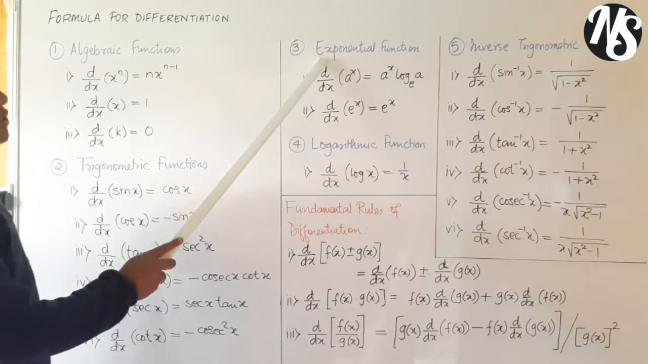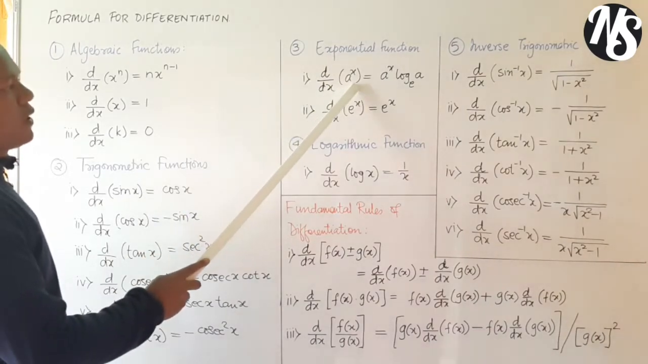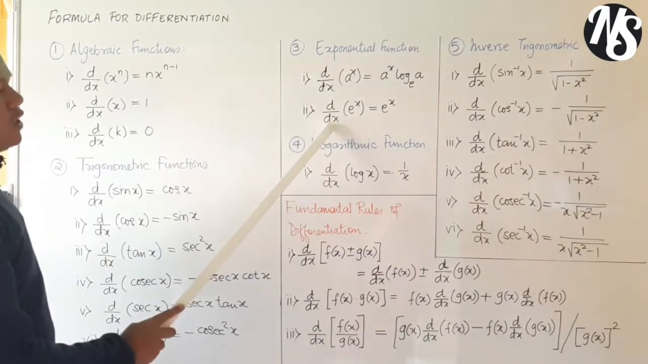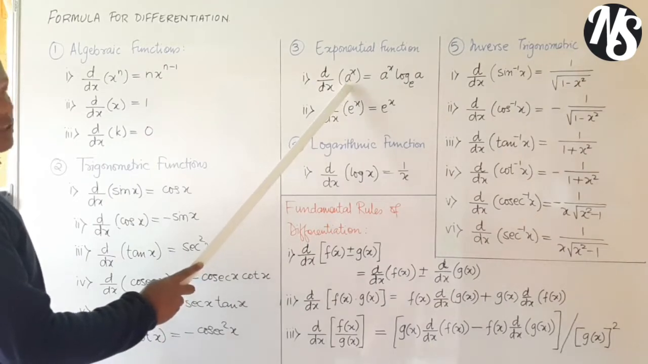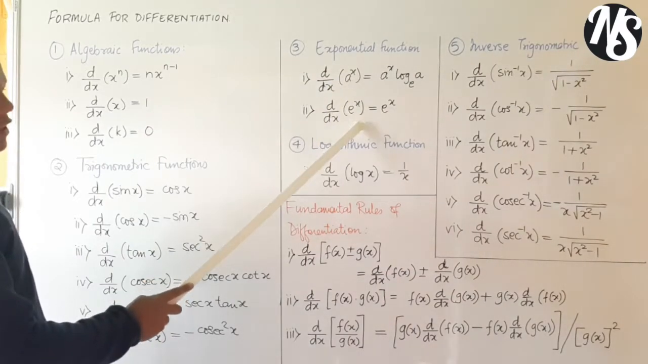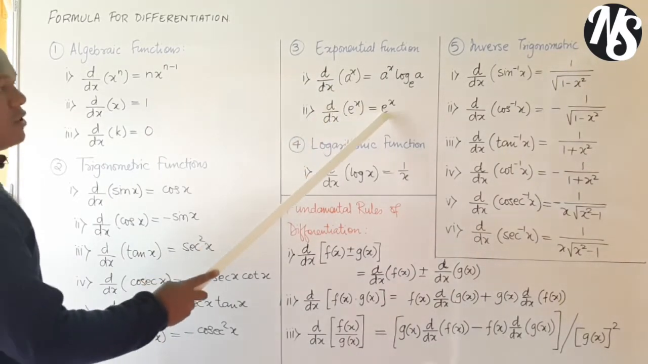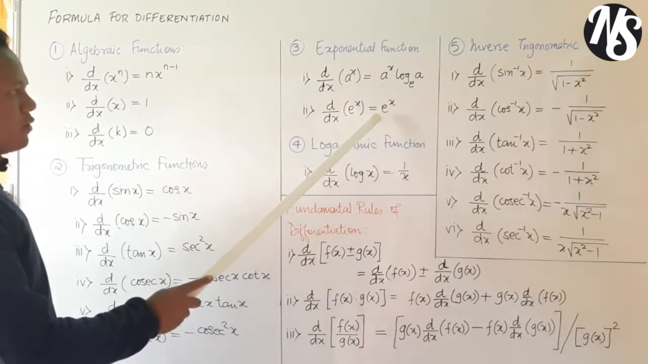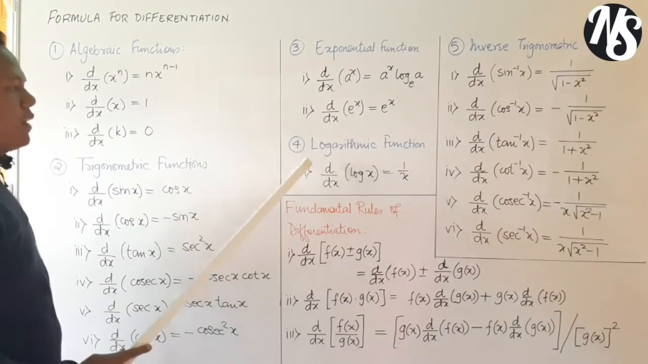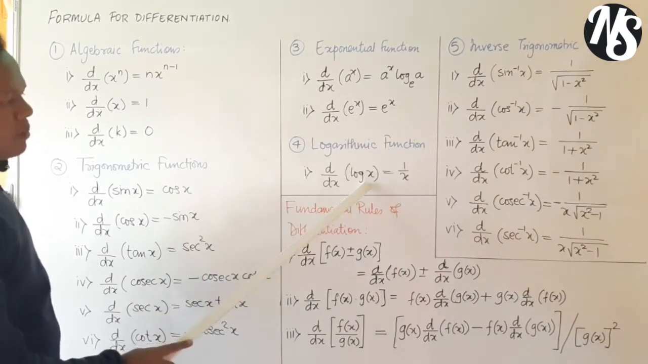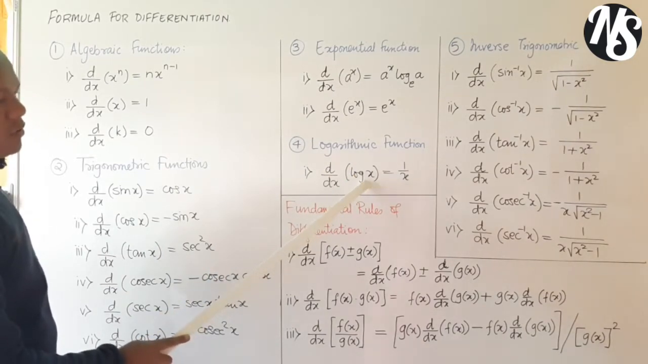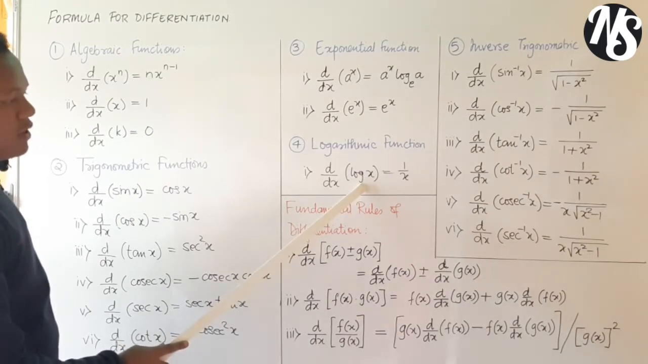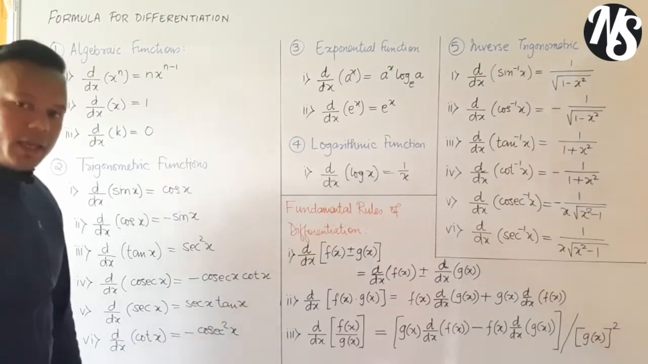Next is the exponential function. For a to the power x it will be this much. For e to the power x, this is a special case derived from this, and this will turn out to be e to the power x itself. So the derivative of this will remain as it is. Now for the logarithmic function, remember here the base of this log is e. If it is e, then your answer will be 1 by x.